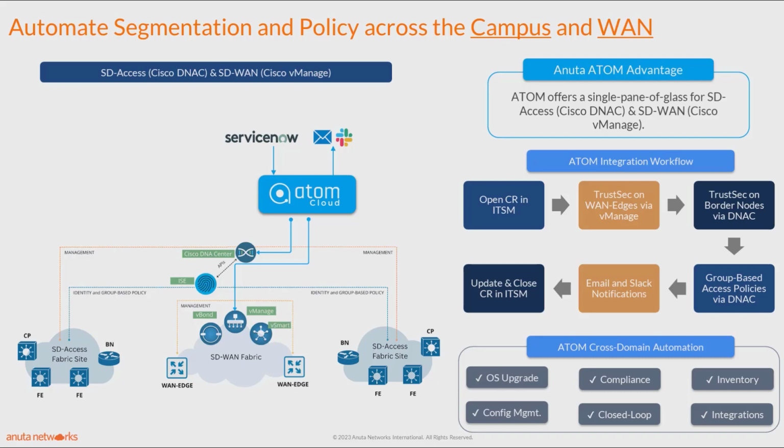Atom also supports automation of day zero to day N use cases, like new campus branch onboarding, policy updates on SD-WAN fabric, multi-cloud on-ramp deployments, enforcing consistent policies across campus, branch, and data centers, closed-loop automation, software upgrades, compliance, etc.